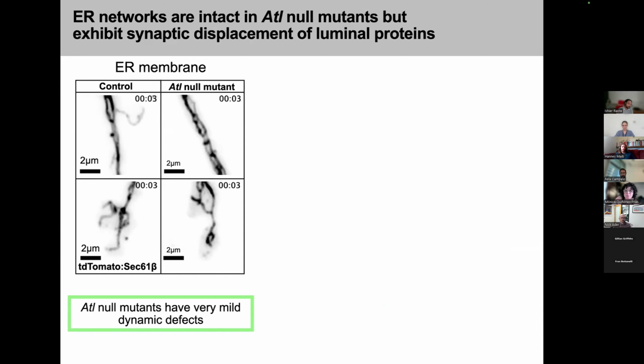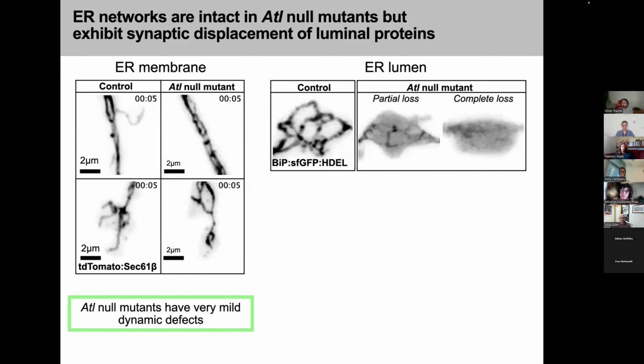we expected this to be a much more dramatic effect. And so then using our super resolution system, we looked at the ER lumen, and I was actually able to distinguish two different phenotypes in these Atlastin mutants. So mutants showed either a partial loss of ER networks labeled or a complete loss of the networks labeled. And I hope that you can appreciate from these images that the luminal marker seems to be redistributed to the cytosol or a different compartment because it can now diffuse to the periphery of cells.